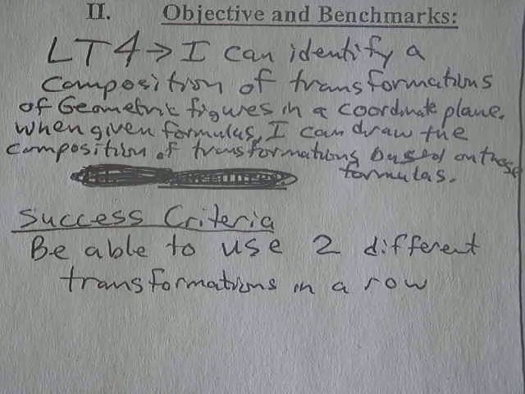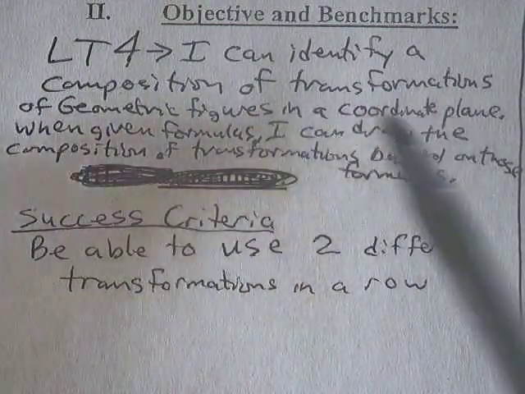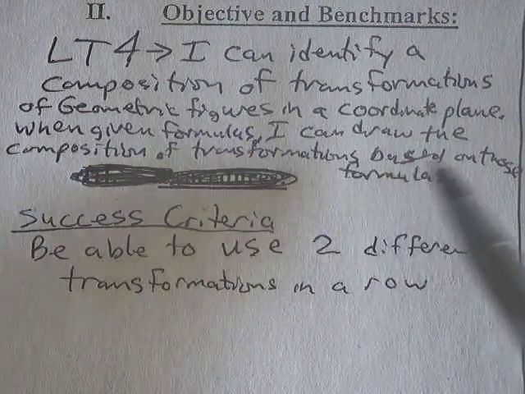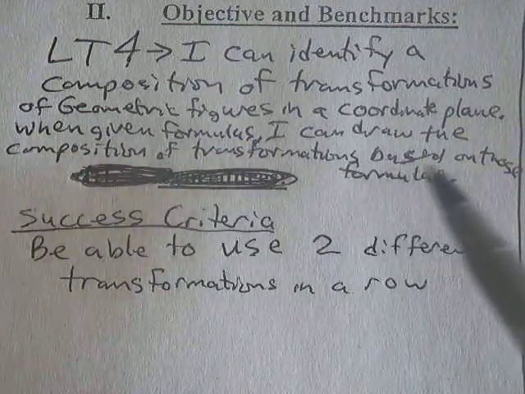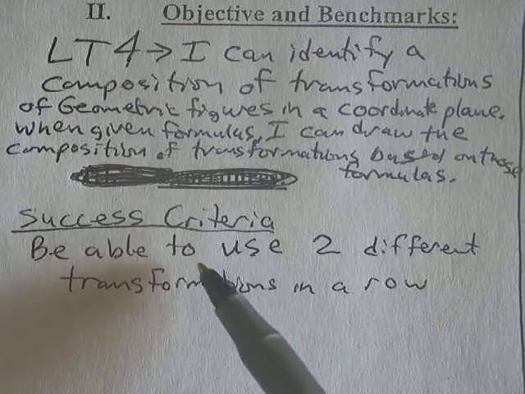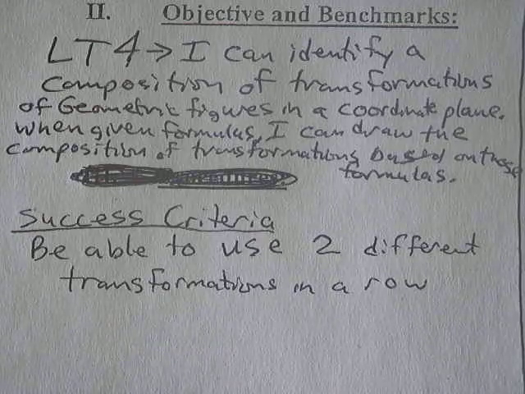So today what we want to do is Unit 2 Learning Target 4. I can identify a composition of transformations of geometric figures in a coordinate plane. When given formulas, I can draw the composition of transformations based on those formulas. And the success criteria is to be able to use two different transformations in a row. So that's what we want to be able to do today.